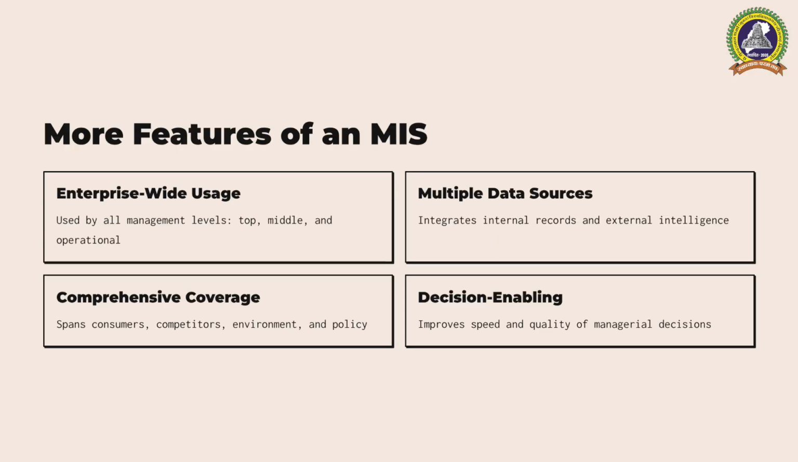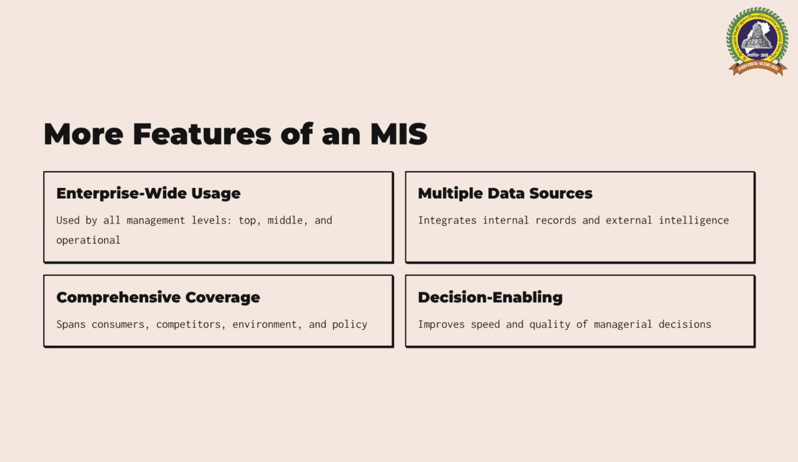Continuing with our list of features, the fifth feature is that an MIS is used by all levels of management, that includes top level, middle level and lower level management. It is used for high level marketing plans, policies and strategies, as well as for solving day-to-day marketing problems and seizing new opportunities. Sixth, as we touched on, an MIS gathers information from multiple sources. It collects from both internal and external sources. An example of an internal source would be the company's own sales records, while an external source could be industrial publications.